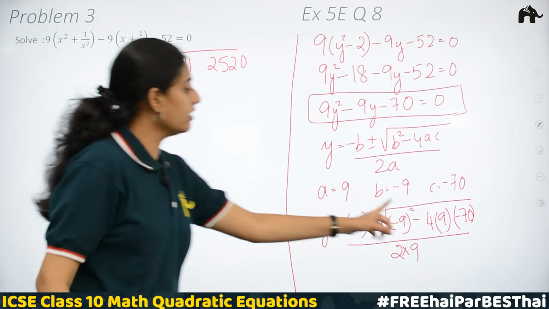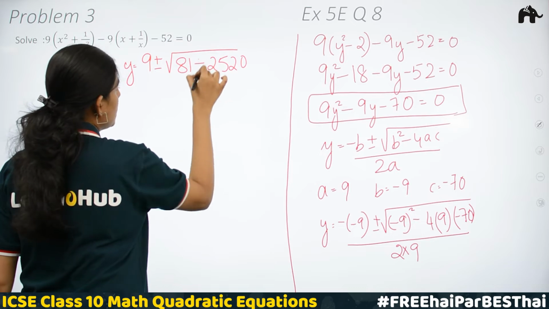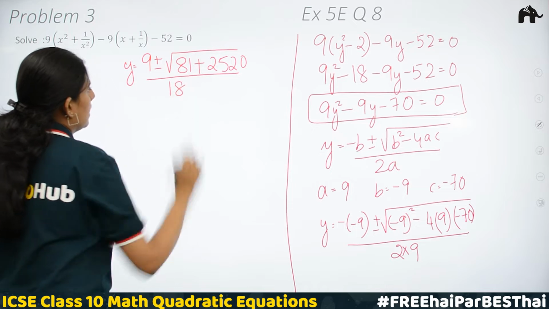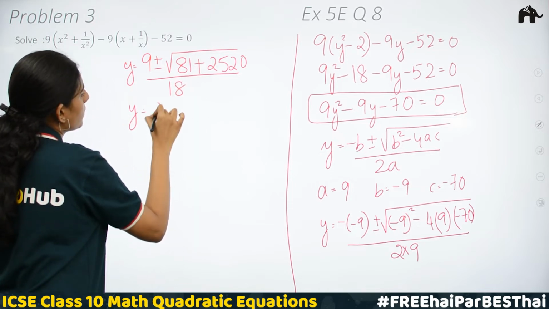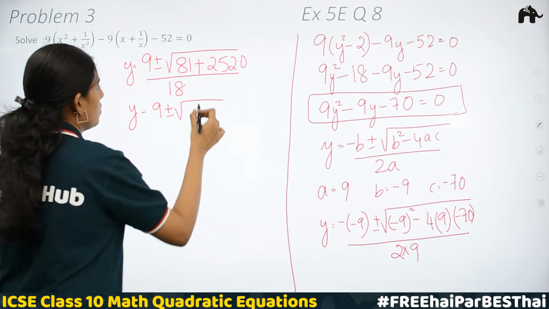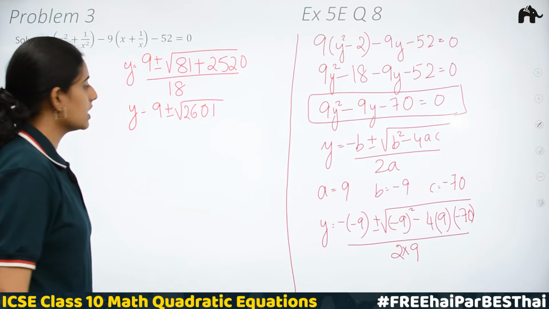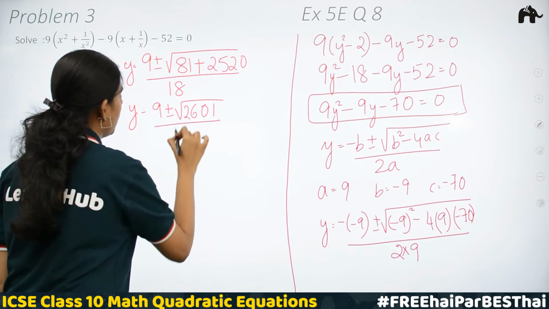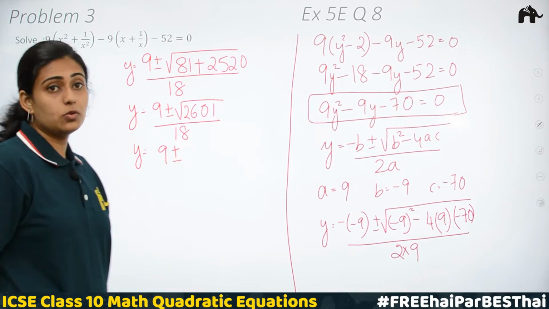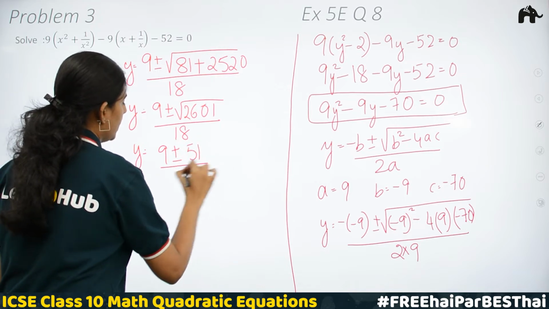2520. Now check the sign. Here we have two negative signs. Negative into negative is positive. So plus 2520 divided by 2 into 9 is 18. Y is equal to 9 plus or minus root of 81 plus 2520. You will be getting 2601. Root of 2601 divided by 18. Y is equal to 9 plus or minus, when you find the root of 2601, you will be getting 51, divided by 18.